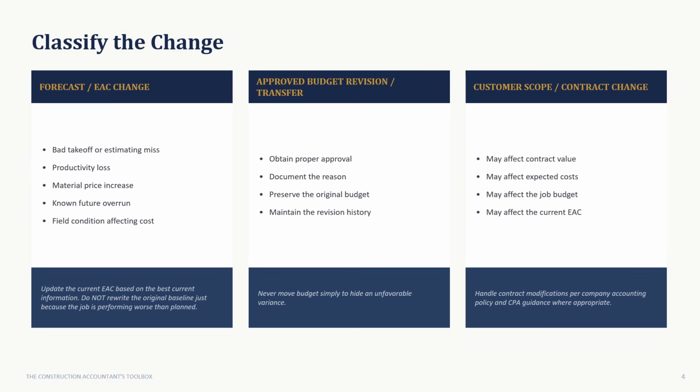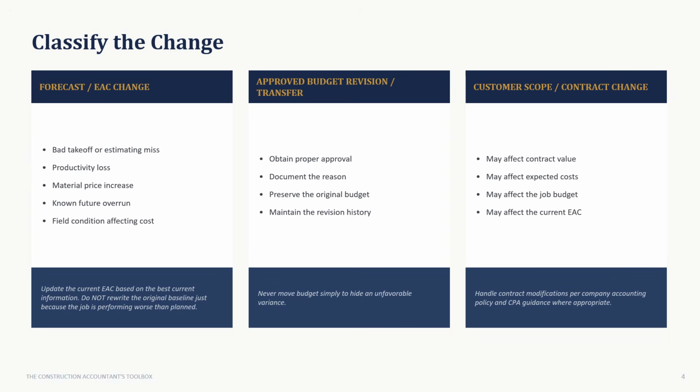First, a forecast or EAC change, things like a bad takeoff, an estimating miss, productivity loss, a material price increase, or a field condition affecting expected cost. Here you update the current EAC based on the best information you have. You do not rewrite the original baseline just because the job is performing worse than planned.